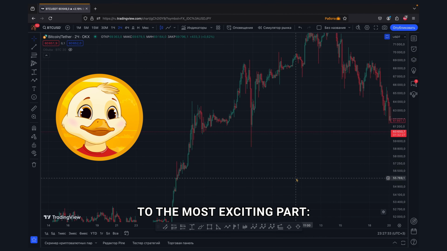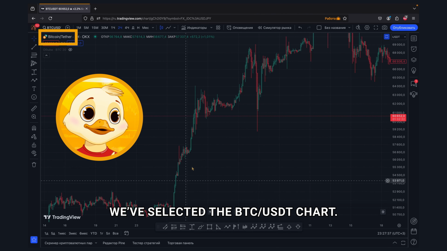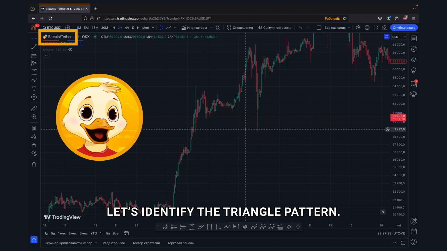Now let's get to the most exciting part: trading. We've selected the Bitcoin USDT chart. Let's identify the triangle pattern.